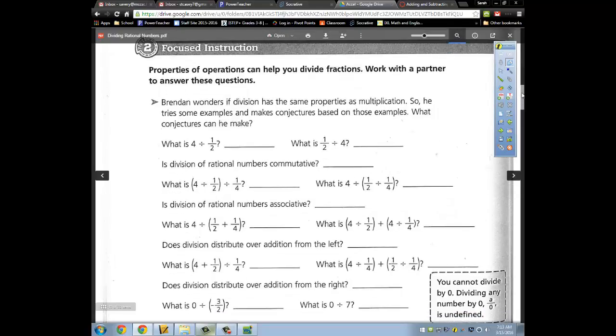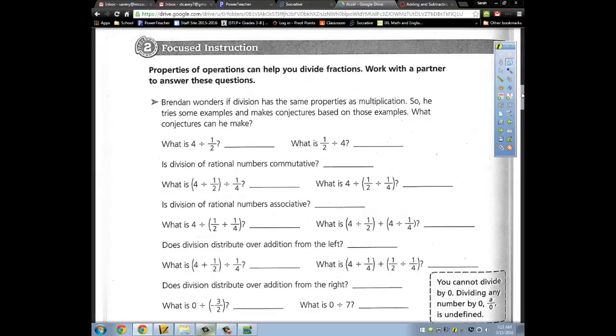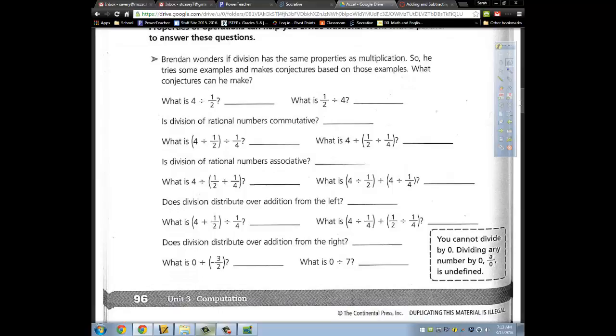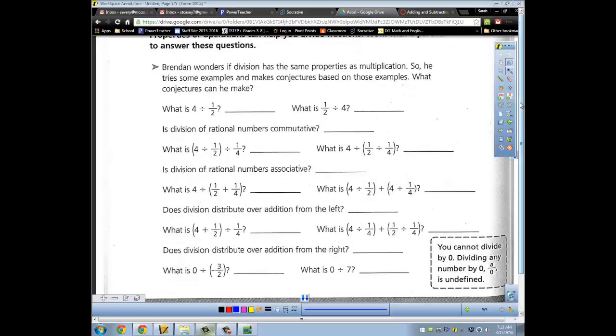We're going to talk about some properties that can help us divide fractions. It says Brennan wonders if division has the same properties as multiplication. So he tries some examples and makes conjectures, so ideas based off of those examples. What conjectures can he make? So conjectures is just kind of like assumptions. So 4 divided by 1/2. We're going to have a lot of side work. They didn't give us much room.